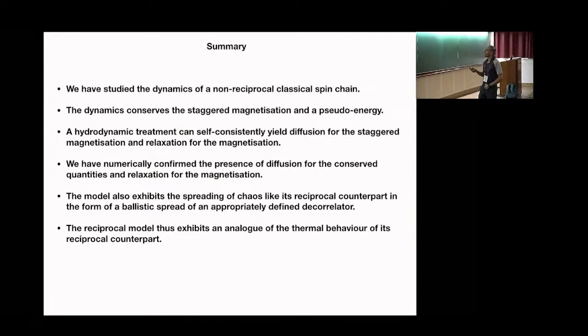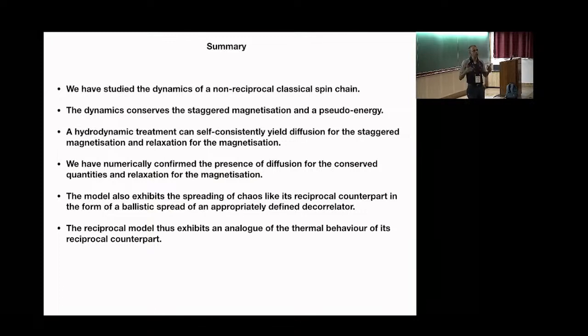And we've numerically confirmed this, the existence of diffusion and relaxation in this model. And what we see is that the model also exhibits the spreading of chaos like its reciprocal counterpart. So in some sense, the punchline is this: if on the basis of this kind of evidence you argue that the reciprocal model thermalizes, then there is clearly an analog of thermal behavior even for the non-reciprocal model, even though there is no energy that you can write down.